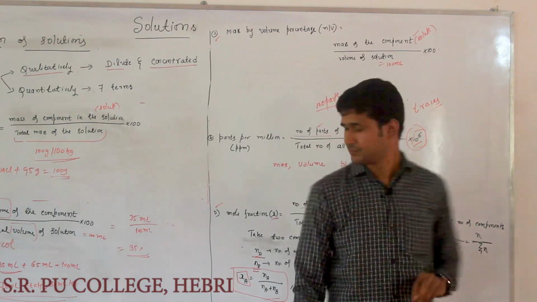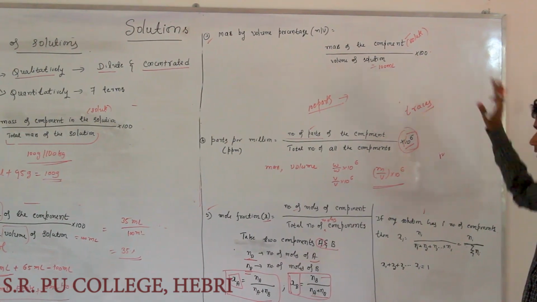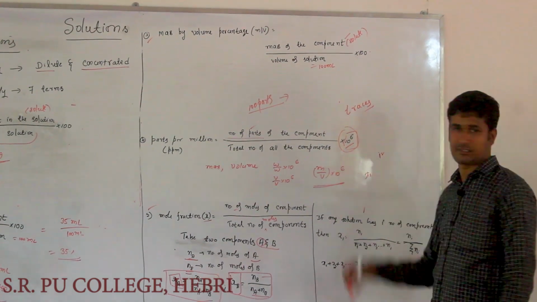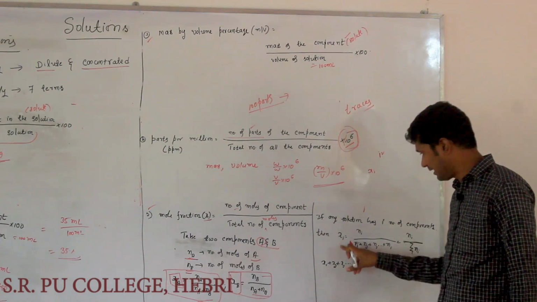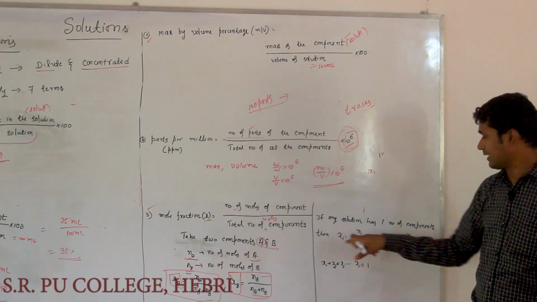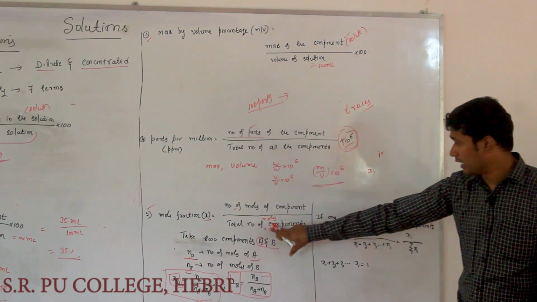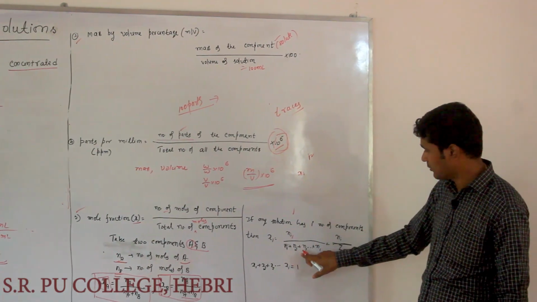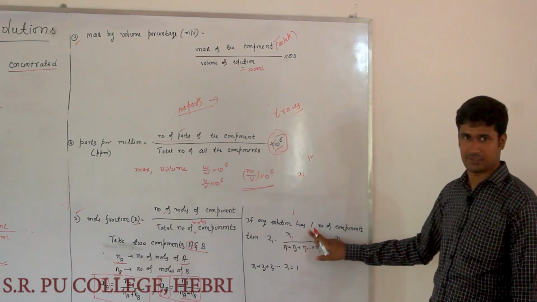Now sometimes we have solutions with i number of components. There are many components in the solution. How do you calculate the mole fraction of the ith component? We write it as x i. The mole fraction of the ith component is x i, equal to the number of moles of that component, n i, divided by the total number of moles of components. You add all the moles, n1 plus n2 plus n3 up to n i. So this is how you calculate the mole fraction of the ith component.